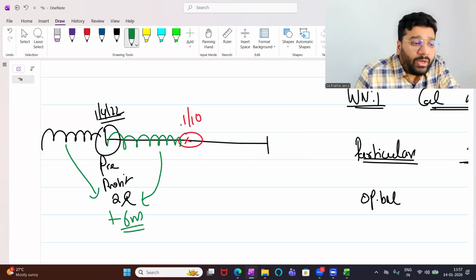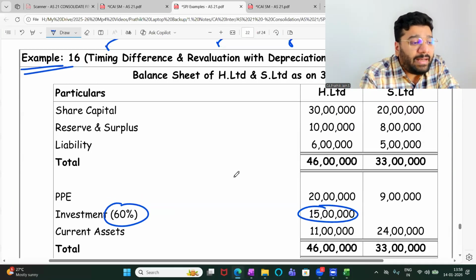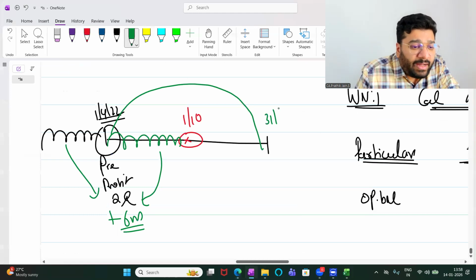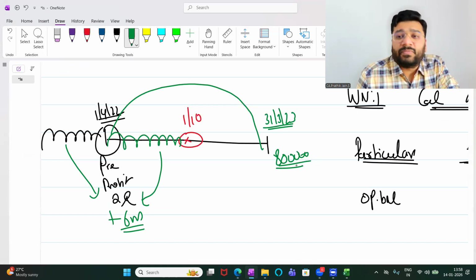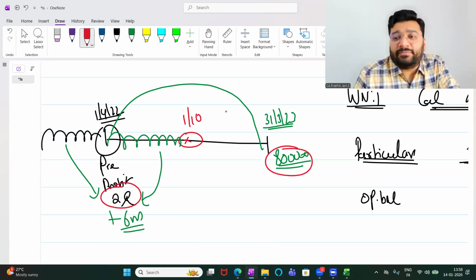So my question is, what is the current year's total profit? For that, the current year's closing balance is how much? 8 lakh. So on 31st March 23, closing balance is 8 lakh. Opening balance 2 lakh, closing balance 8 lakh. What is the profit during the period? 6 lakh.